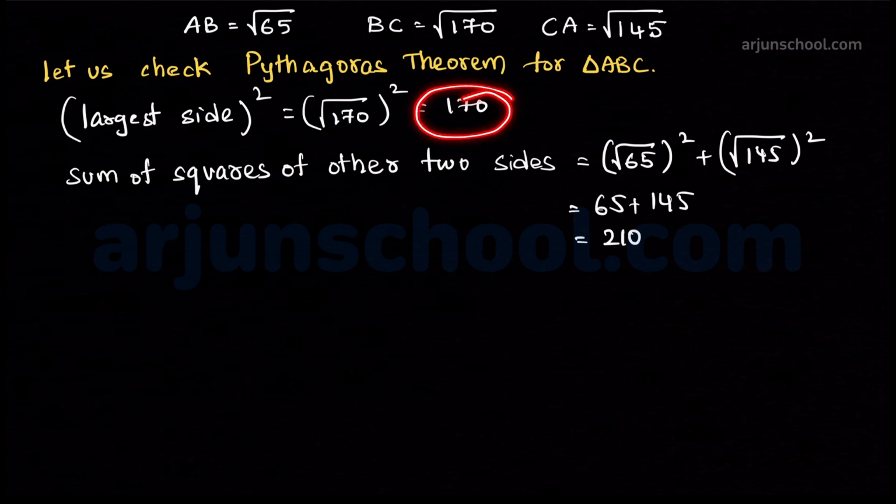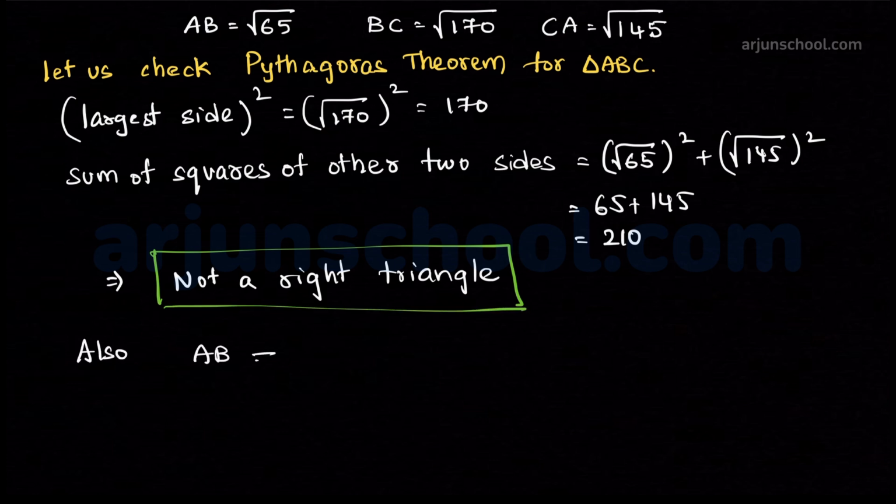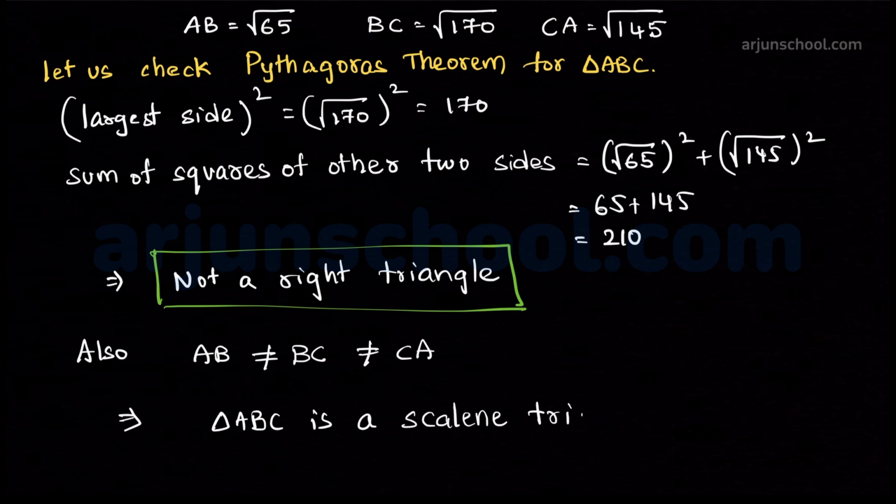Let us compare 170 and 210, and we can say that Pythagoras theorem does not hold for triangle ABC because the largest side whole square is not equal to the sum of the squares of the other two sides. Therefore, it is not a right angle triangle. Also, the side AB is not equal to side BC, which is not equal to side CA. All the three sides are different. Therefore, triangle ABC is a scalene triangle.